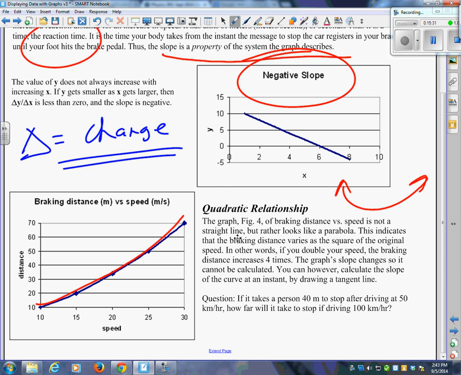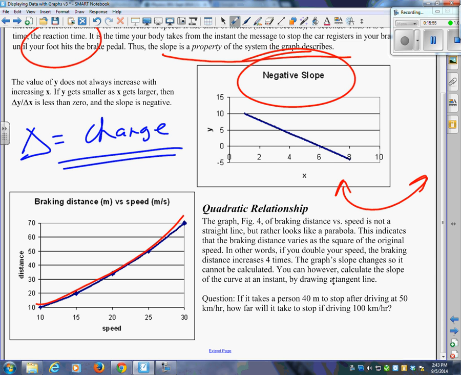This indicates that the braking distance varies as the square of the original speed. In other words, twice as fast, 4 times as far. That's what a parabola will do. If you double your speed, the braking distance increases 4 times. The graph slope changes, so it cannot be calculated. You can, however, calculate the slope of the curve at any instant by drawing a tangent line. More on that in the next unit.